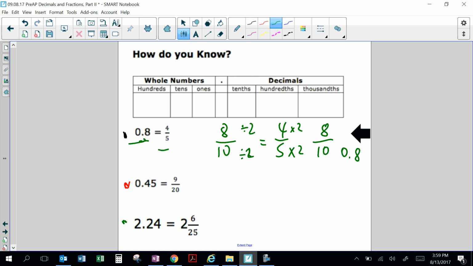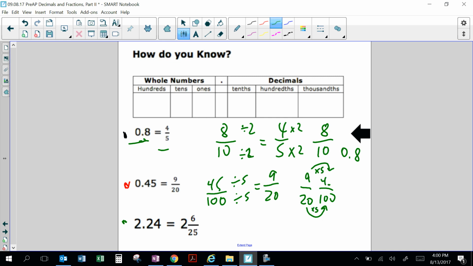So what would happen if they were given this one? 45 hundredths, I heard hundredths, so let's write it in fraction form. Well, that simplifies to 9/20. I can divide both the numerator and denominator by 5 and get 9/20th. Or I can build 9/20th using place value. I can scale up by 5 and get 45 hundredths.